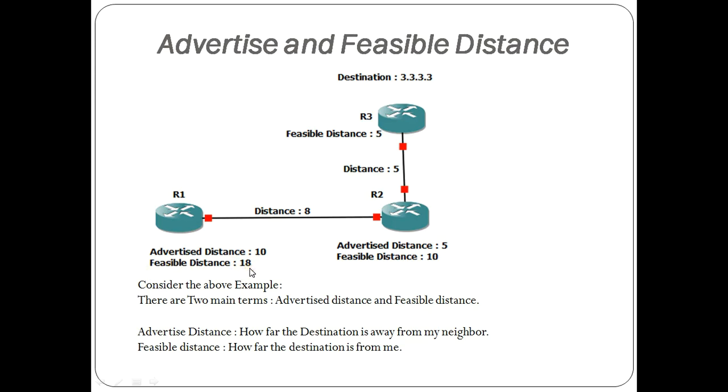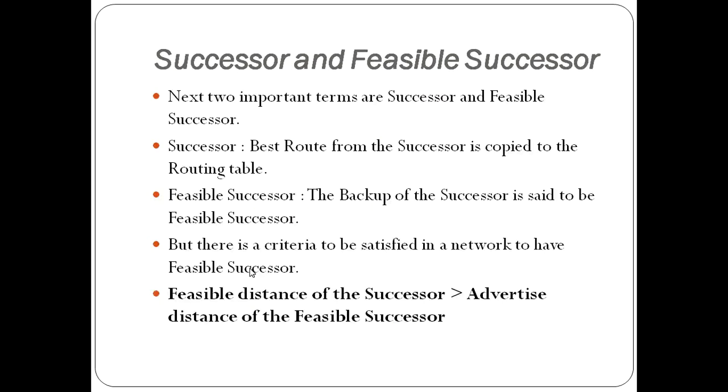In simple words, we can say advertised distance is how far the destination is away from my neighbor, and feasible distance is how far the destination is away from me. That's it about advertised and feasible distance.